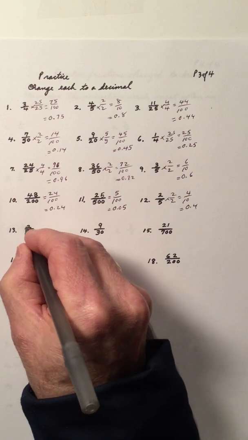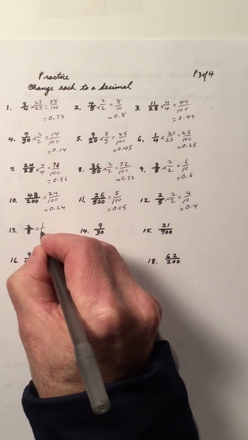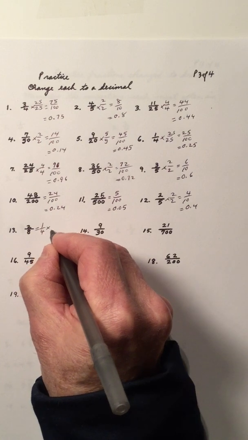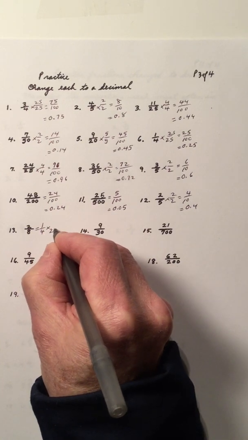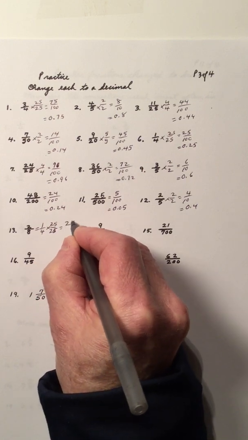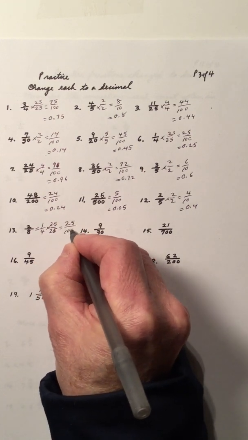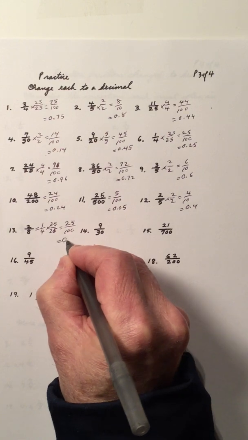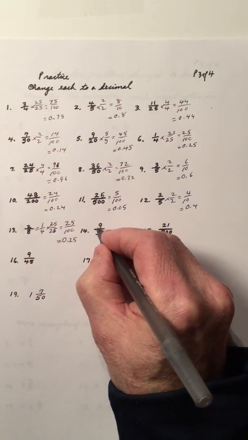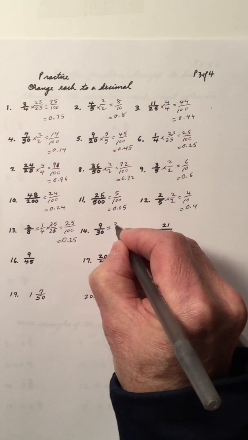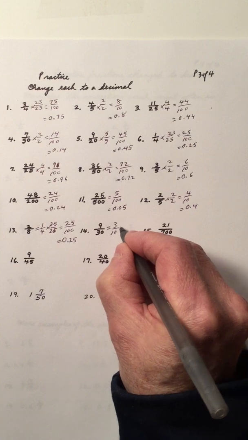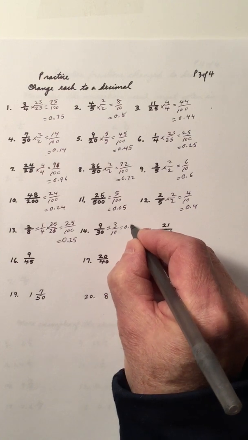2 over 8 is not a good number. 2 over 8 becomes 1 over 4 when you reduce it, dividing by 2 each. Multiply it by 25 over 25. That gives us 25 over 100, and 25 over 100 is decimal 0.25. 9/30, not a good number, but I see a 3. 3 into 9 goes 3, and 3 into 30 goes 10. And 3 tenths is decimal 0.3.